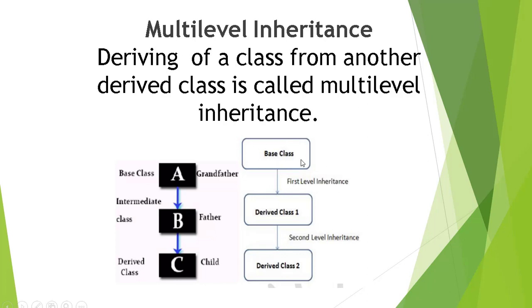That is, the base class is there. From this base class you are deriving a class, that is class 1. Again, from class 1 you are deriving one more class, that is class 2. Then it is called multi-level inheritance. Deriving a class from an already derived class is called multi-level inheritance.